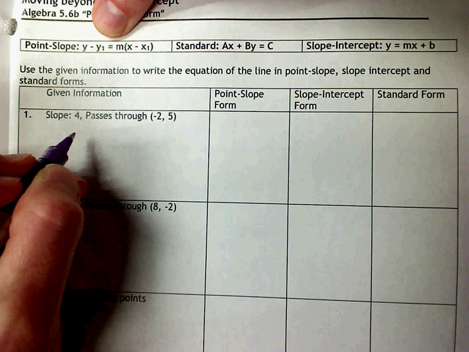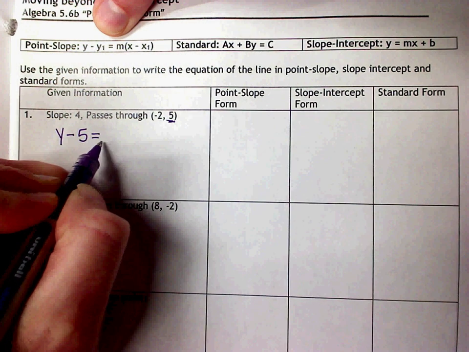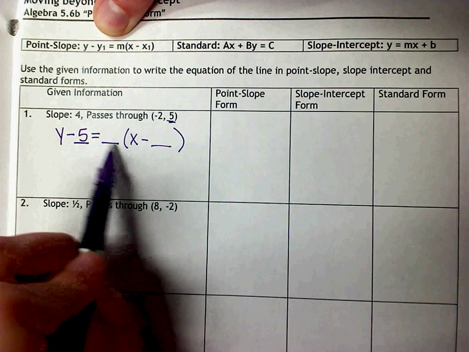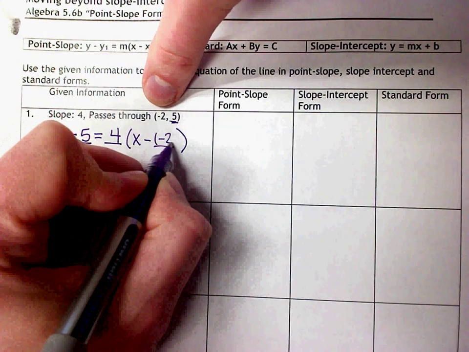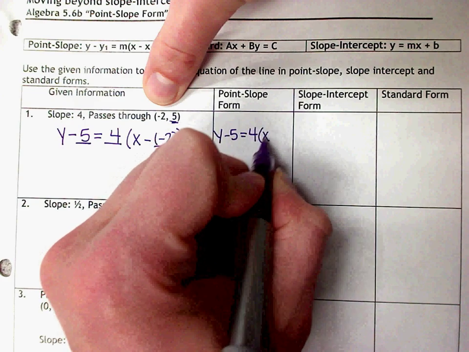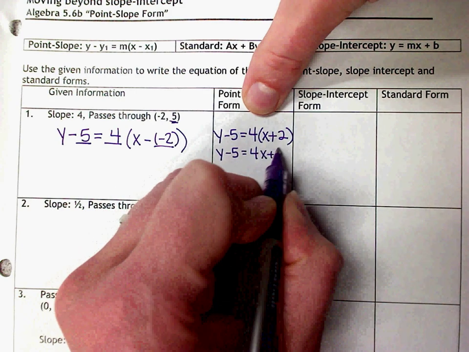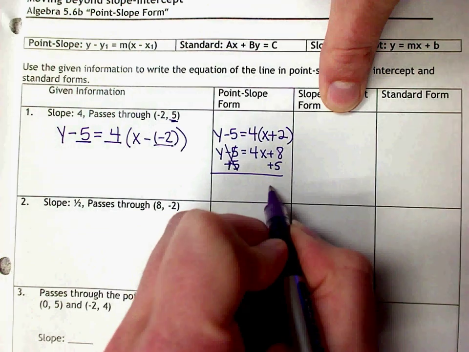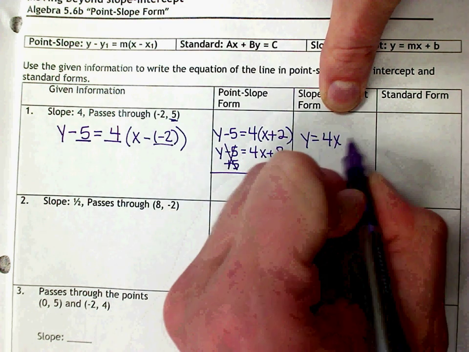So we got y minus y1, which is 5, equals. Okay, I'm going to do this in underline where you have to substitute in values. So y minus 5 equals your slope, which is 4 times x minus negative 2. Alright, so I'm going to go y minus 5 equals 4 times x plus 2. Okay, I'm going to work it out. Okay, so this next step right here becomes your slope-intercept form. So we got y equals 4x plus 13.